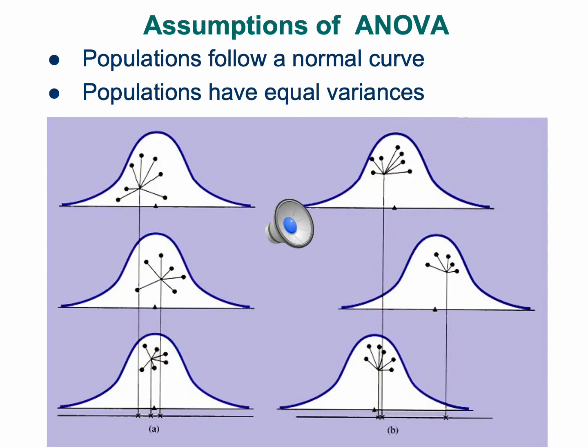Okay, the assumptions of ANOVA are the same as the assumptions for the t-test. The populations have to follow a normal curve, so there has to be this bilateral, symmetrical curve called the bell curve. And the populations have to have equal variances. Obviously, we're doing variance estimates. So if the populations have unequal variances, then we've got a problem. Then we can't use the F ratio calculations the same way.